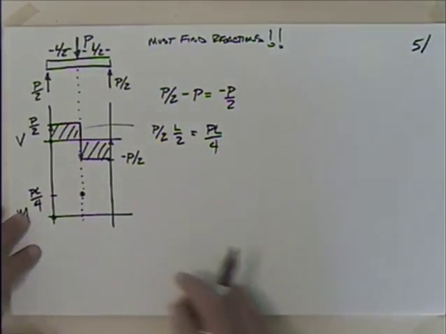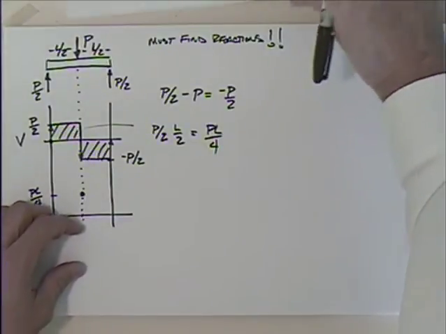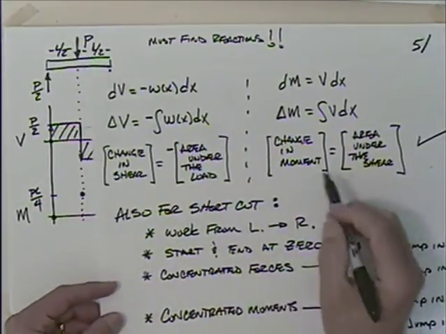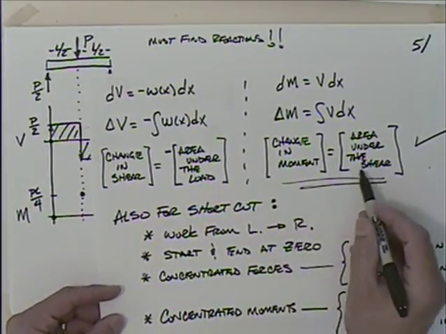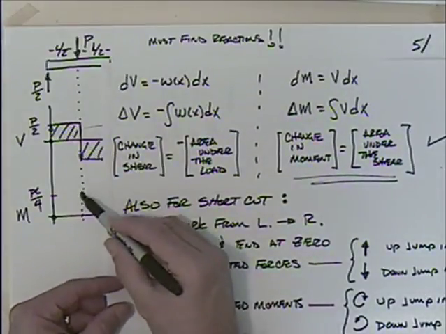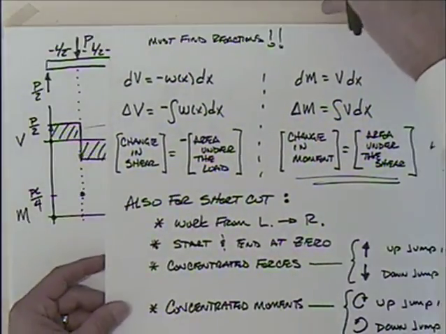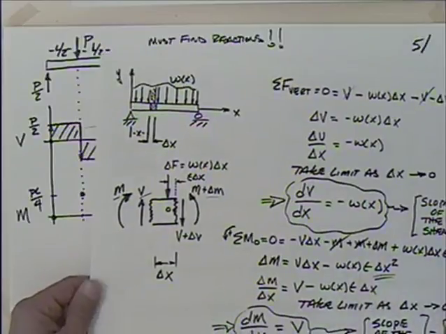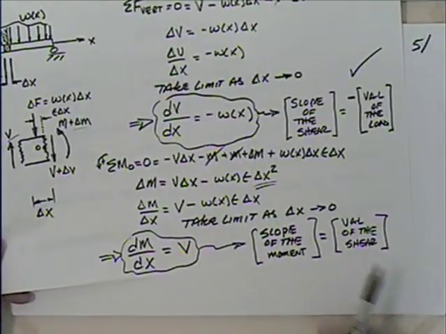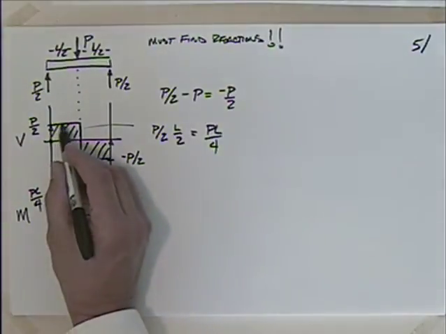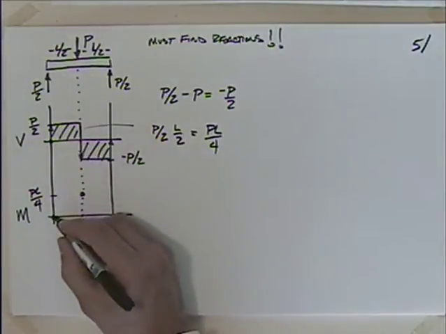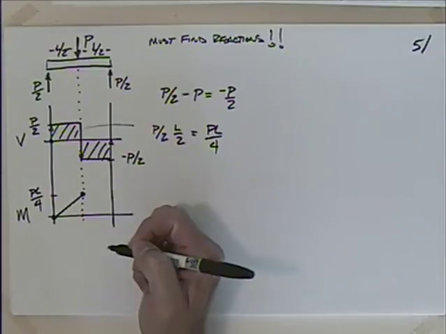How do I get there? Well, I've already used that the change in the moment is equal to the area under the shear. I found the area under the shear, then that's my change in moment. Then what do I know about the slope of the moment? The slope of the moment is equal to the value of the shear. This is a constant positive value, so this should have a constant positive slope.